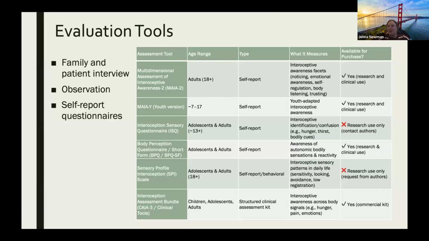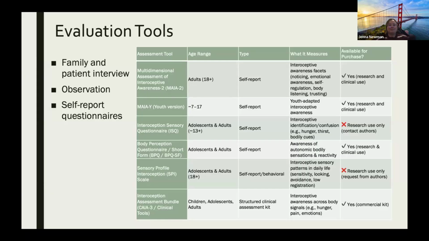It's a self-report questionnaire, and it asks questions about different facets of interoceptive awareness, such as noticing body signals, noticing emotional states, self-regulation, body listening, and trusting. So the trusting is like confidence ratings. How well can I trust myself to know when I feel a certain way? This measure is standardized and you can purchase it and use it in practice, and it also is used frequently in research.